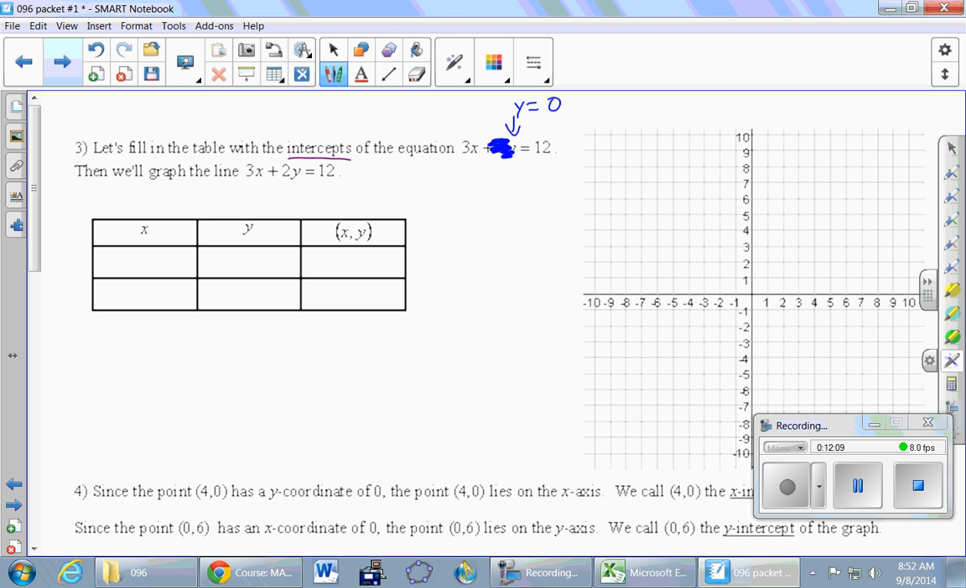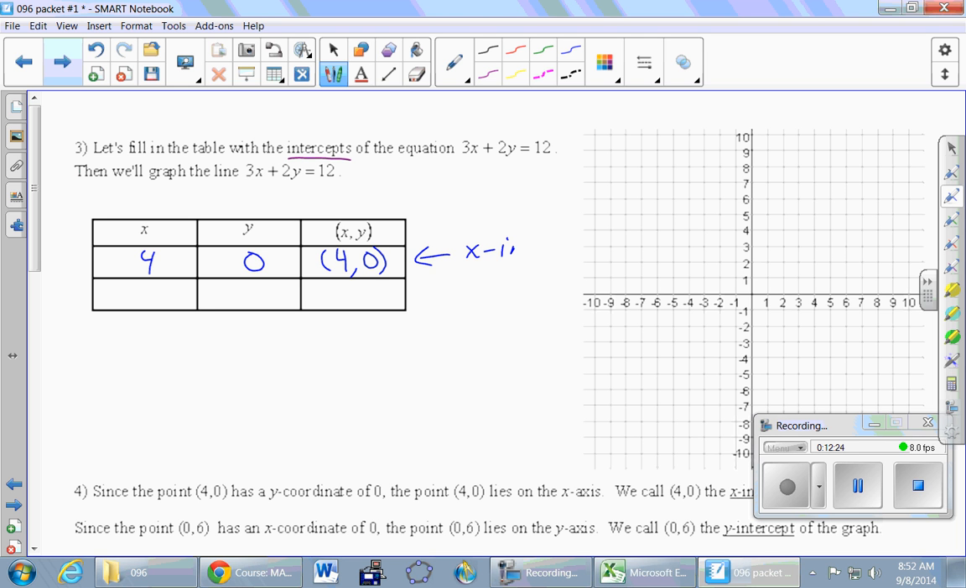It's pretty easy. You don't even have to write anything down, right? So x is 4. What did we start with for y? 0. And so that means the point 4 comma 0 is one of our intercepts. In fact, this is called the x-intercept.